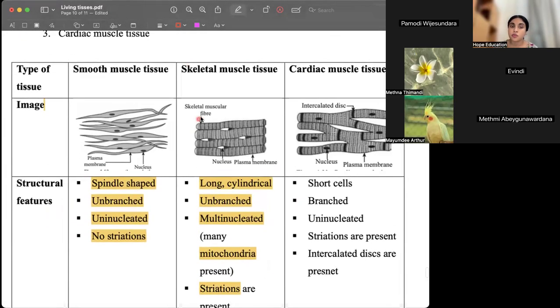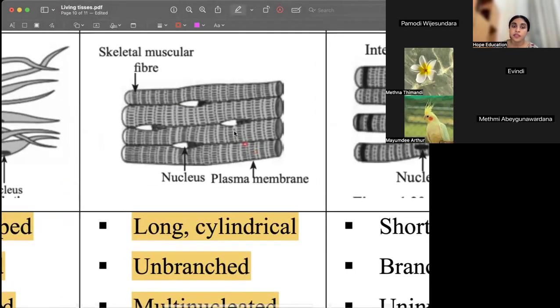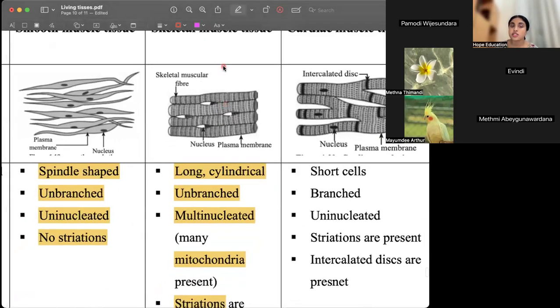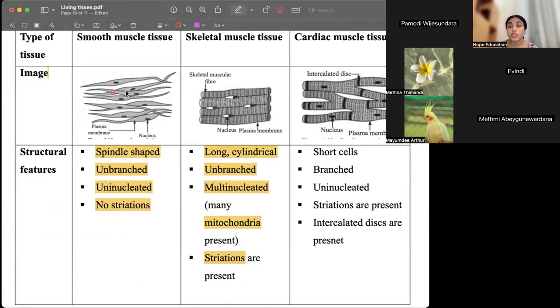Striations are present. This is what I showed. Like there are these vertical bars or rows or whatever you call it. Those are what we call striations. So there are striations in skeletal muscle tissue. Smooth muscle didn't have them, skeletal muscle has them.